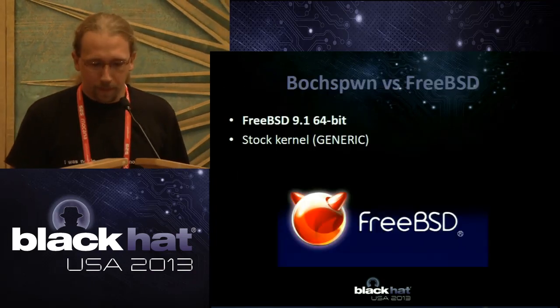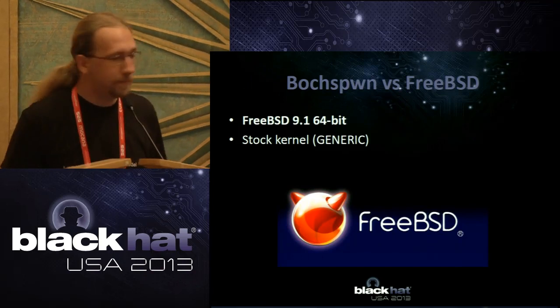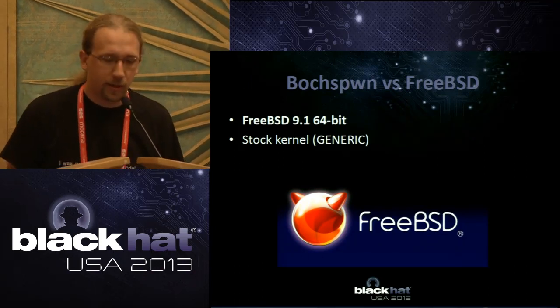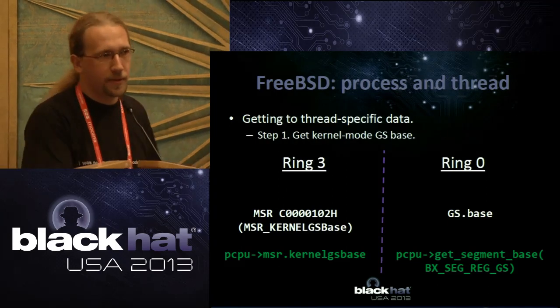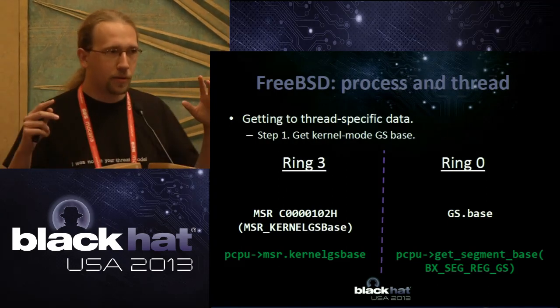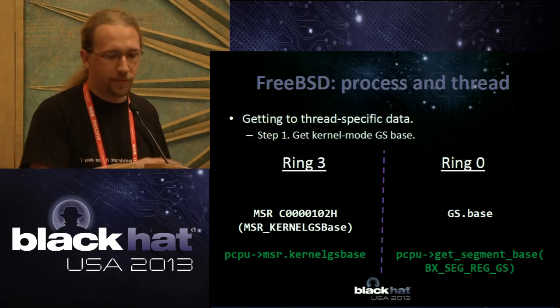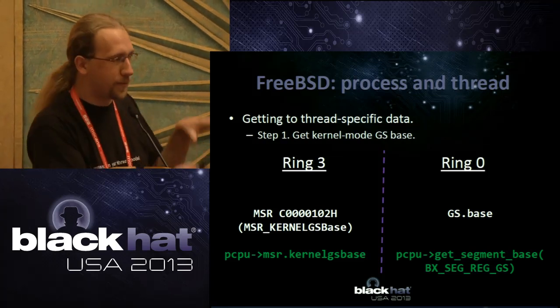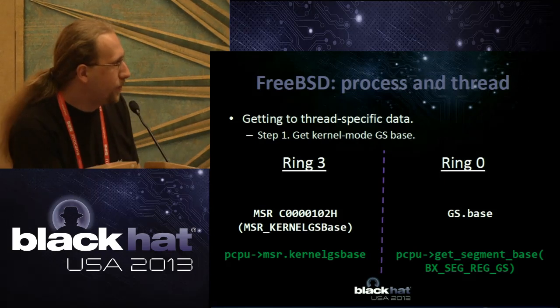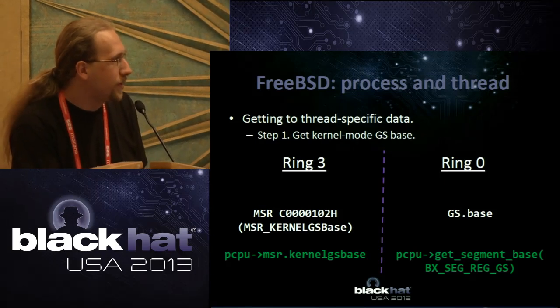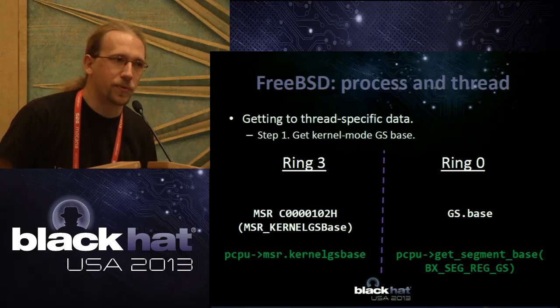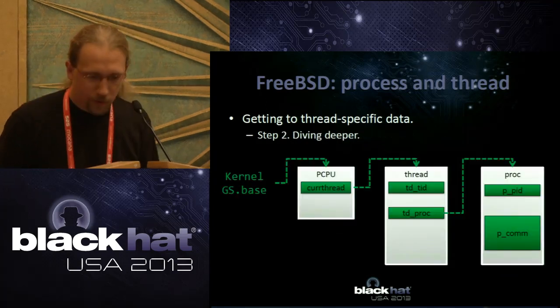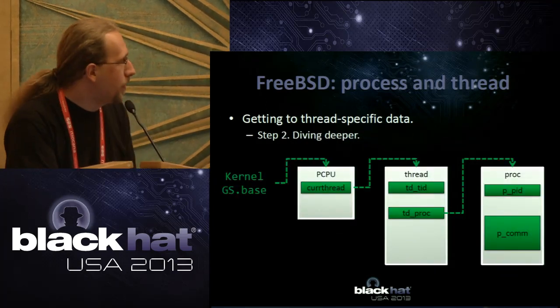So, FreeBSD. We used, well, 9.1, 64-bit generic kernel. Again, when you instrument, you have exactly the same thing. So you need to handle both getting the information about threads and whether the event is from user mode or from kernel mode. Actually, we use the gs.base in this case for getting the thread information. You can read it either directly from the register in ring 0 or just read it from the MSR that is used by the swapgs instruction. So once you have it, you traverse down.